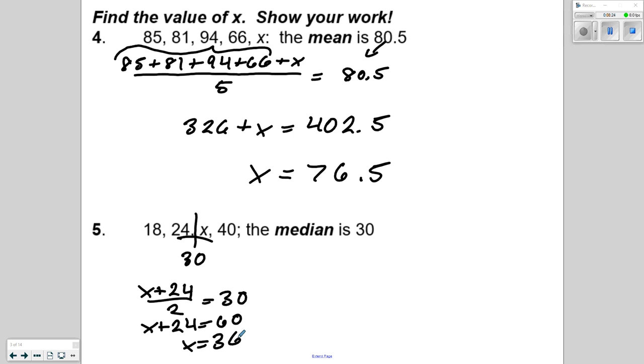The more common sense approach, and one that I highly advise, is, if this value is 6 units away from the median, that value's got to be 6 units away from the median. So all we've got to do is add 6. There we go, we get our 36. That way we can avoid some potential errors by not doing the whole formula. So let's move on to the next one.